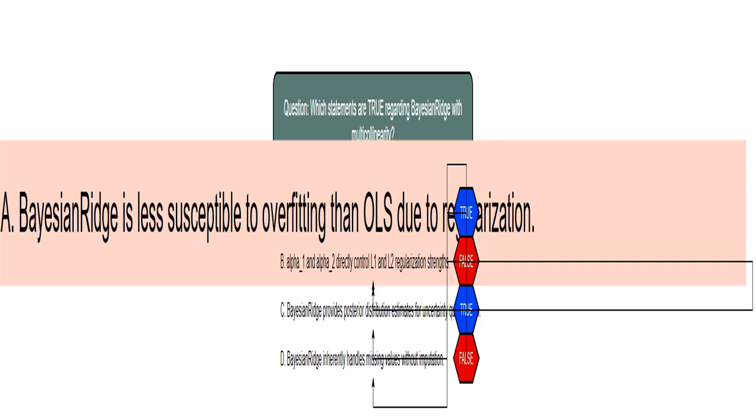Statement B claims that alpha_1 and alpha_2 directly control the L1 and L2 regularization. That's incorrect. These hyperparameters in BayesianRidge don't work the same way as in lasso and ridge regression. They're related to the precision of the prior distribution for the regression coefficients and the intercept.